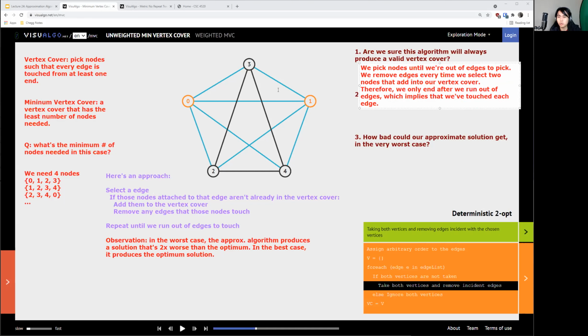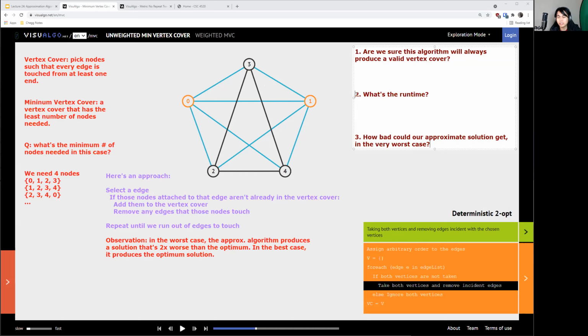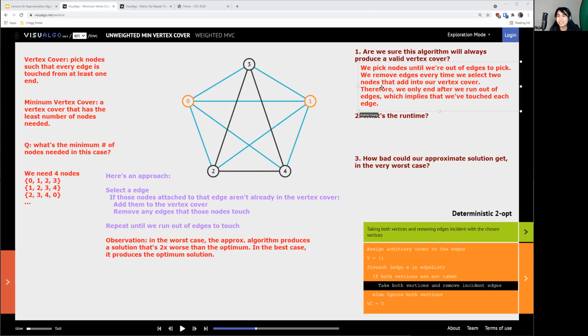All of the ones in blue right now are selected. Therefore, we only end after we run out of edges, and we only run out of edges because we've actually selected the nodes that those edges are already attached to, right? So we are guaranteed a vertex cover by going through this algorithm, right? Because the only time we stop is when we run out of edges, and we are only removing edges and making it smaller and smaller until we run out of edges to consider in this loop here, when we are selecting nodes that touch those edges, all right?